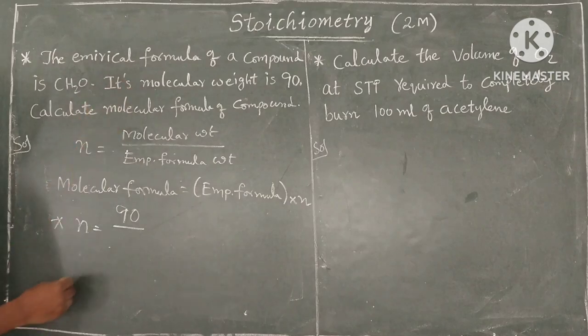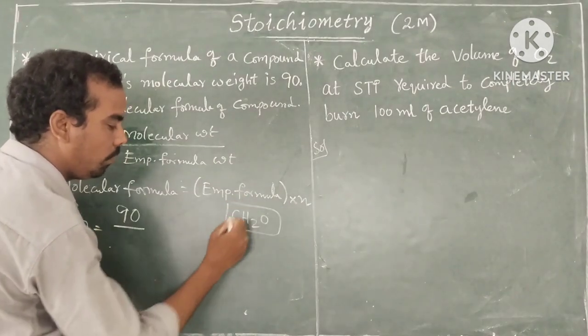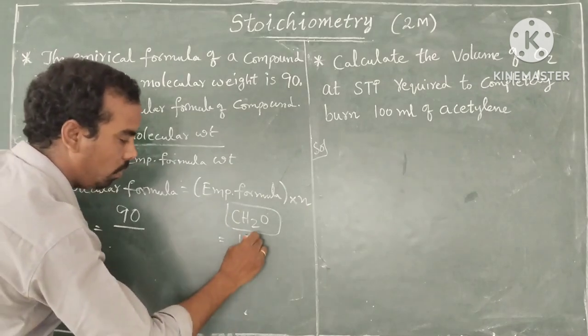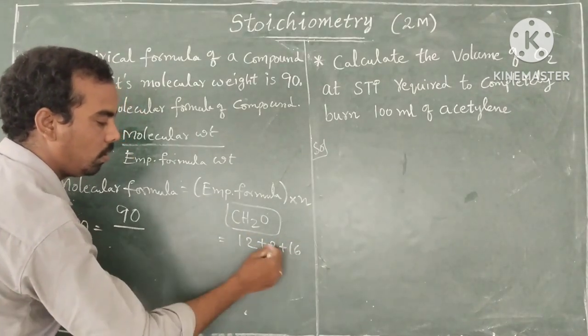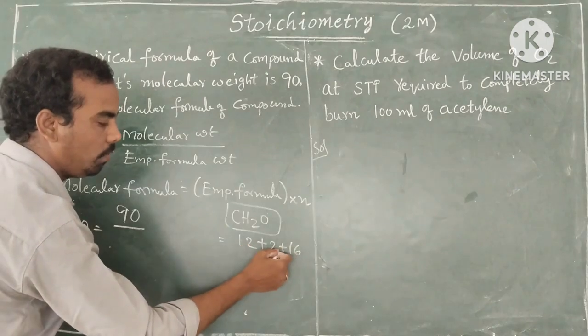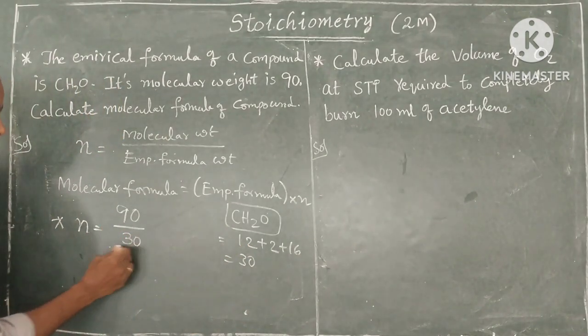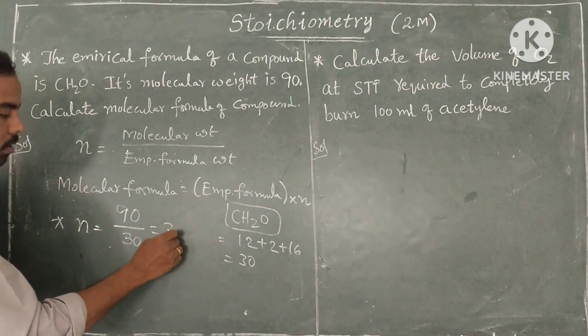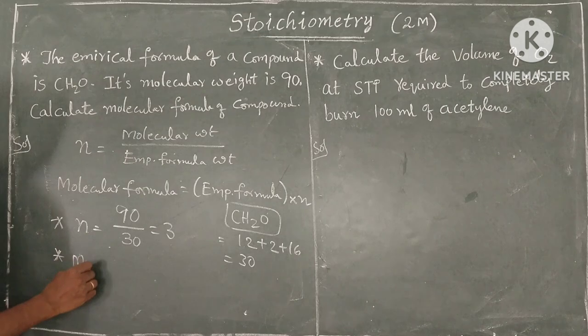The empirical formula is CH2O. Its weight is: carbon atomic weight 12, 2 hydrogens, 2, each oxygen 16. So total 12 plus 2, 14, 14 plus 16, 30. So empirical formula weight is 30. So 90 by 30 is 3. N value is 3.